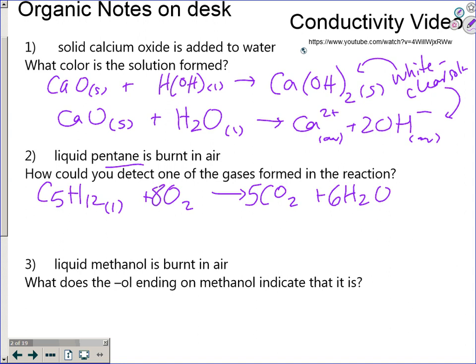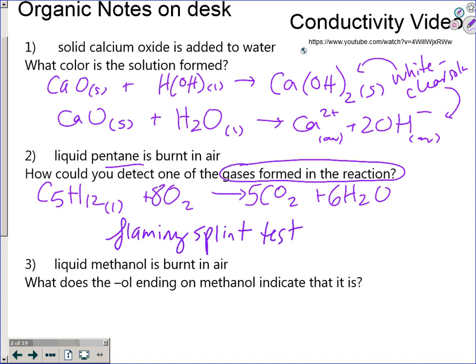How would you detect one of the gases formed in the reaction? Which gas do you guys want to focus on trying to detect? Carbon dioxide, Megan? Okay, it's called the flaming splint test. The flaming splint test is where you hold a piece of wood, like a popsicle stick, catch it on fire, and insert it into a test tube that is creating a gas.